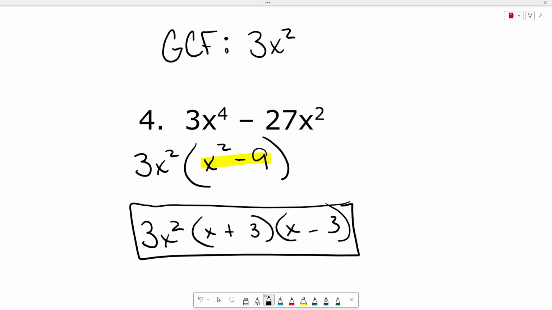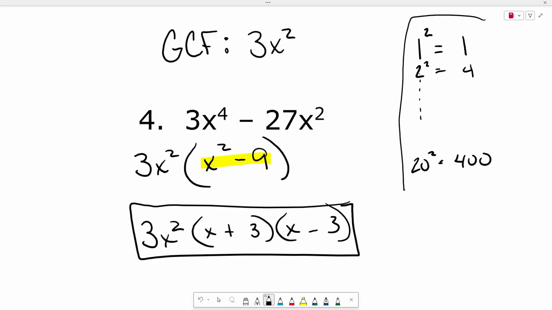Factoring with difference of squares. It's a good idea, if you can't remember them, to go through and write your squares all the way up to, I would do at least up to 20. It will make your life easier. So 1 squared is 1, 2 squared is 4, so on and so forth, all the way up to 20 squared, which is 400. Doing this and keeping a list on the side will help make factoring difference of squares that much easier. Enjoy!